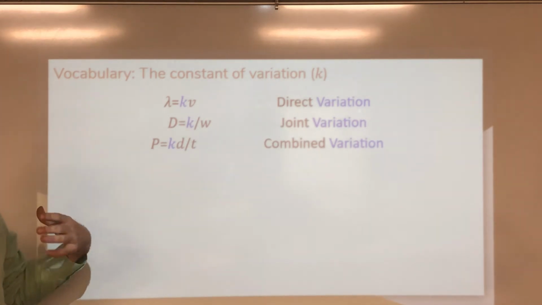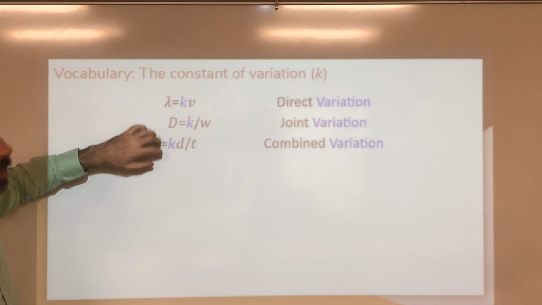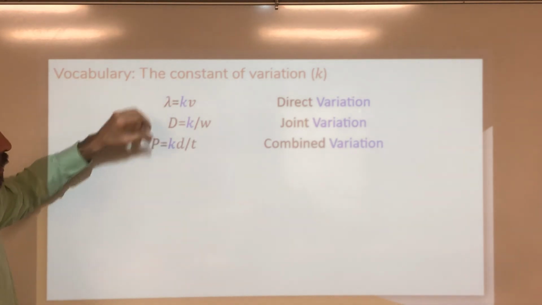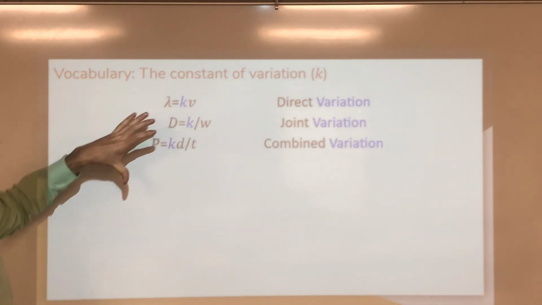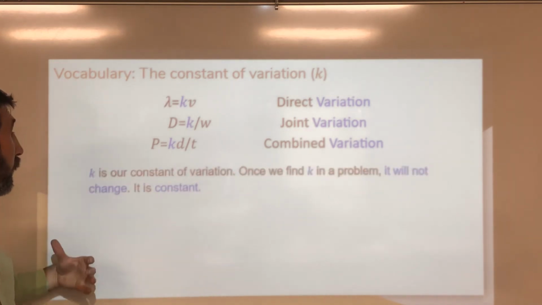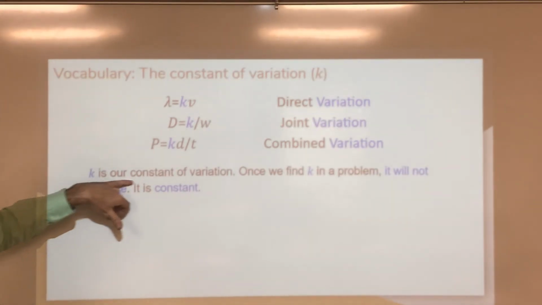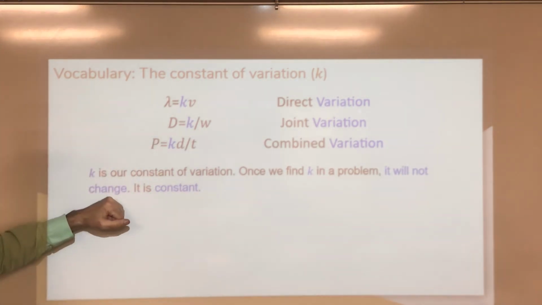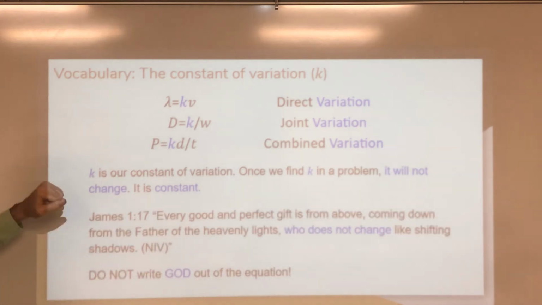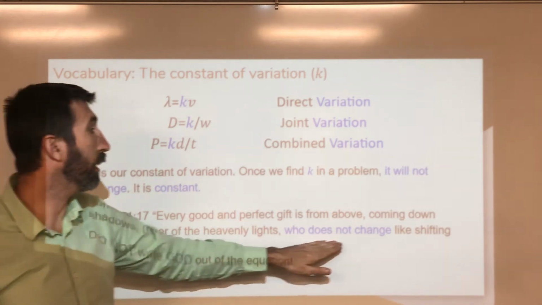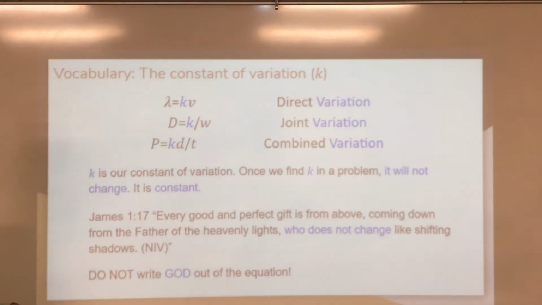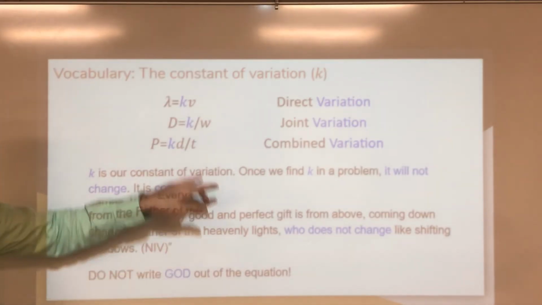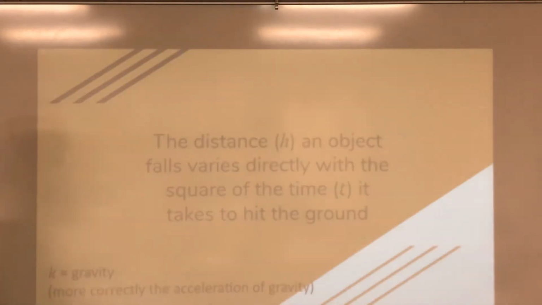So it's kind of like God. He's always involved, and he's not changing. So there's always the God factor that doesn't vary. So k is our constant of variation. Once we find k in a problem, it will not change. It is constant. James 1:17 says, every good and perfect gift is from above, coming down from the Father of heavenly lights, who does not change like shifting shadows. Do not write God out of the equation.